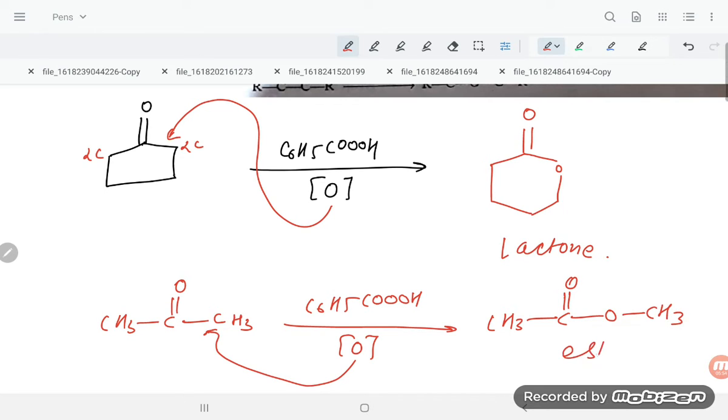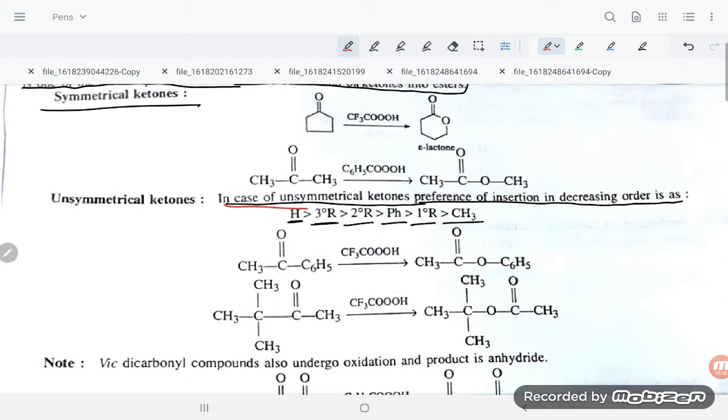So this is what is known as ester. Now in case of unsymmetrical alkene, preference of insertion of oxygen is given. Okay, so you can check out, student. So a methyl group and a phenyl group are there. So preference will be given to the phenyl group, and here is the methyl group. So towards the phenyl group it will go. So oxygen has entered here, near the phenyl group, you see.